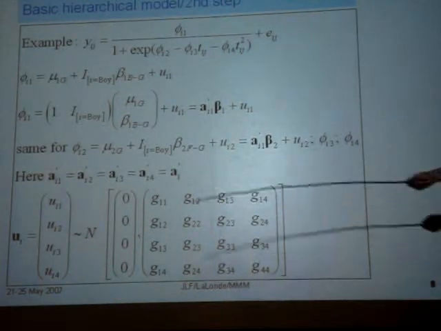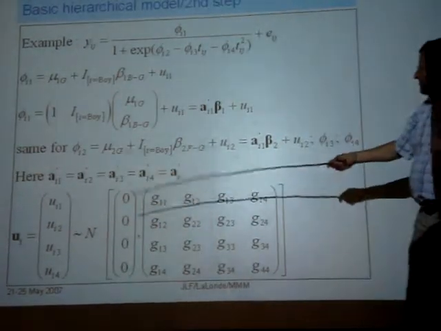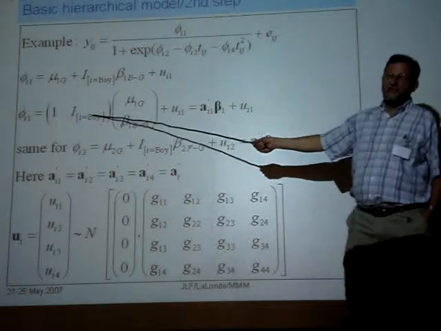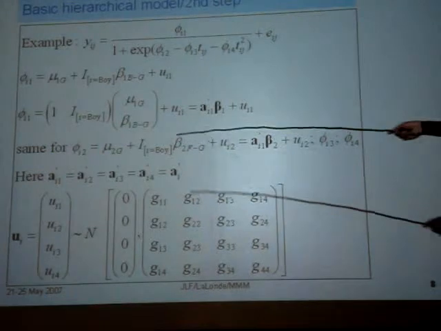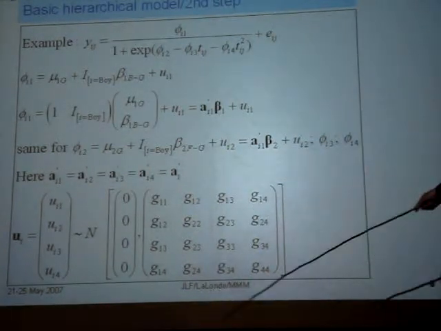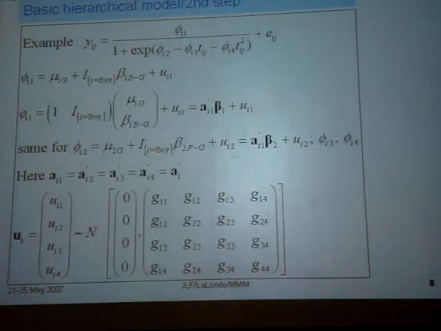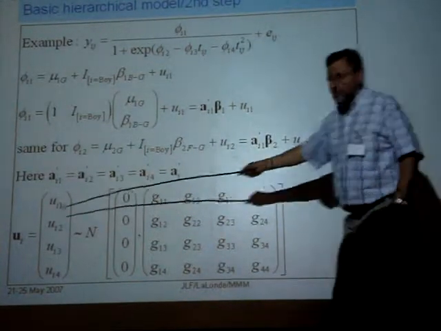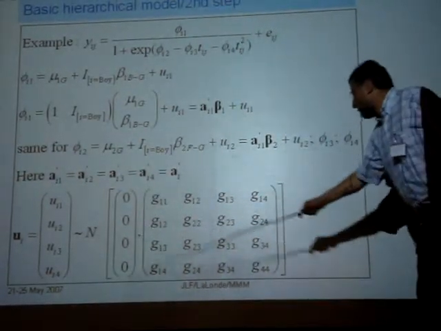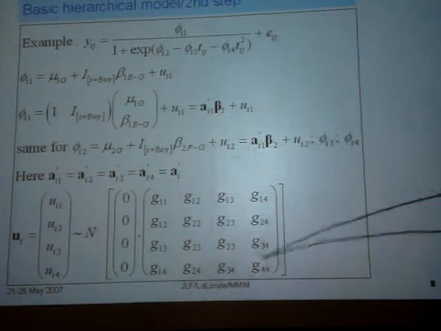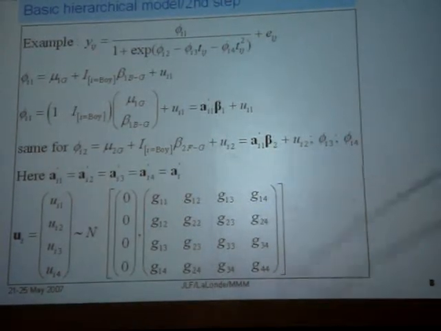Notice that in this case, all these incidence rows are the same. They are represented by 1 and the indicator being a boy. So we have A prime i1, A prime i2, A prime i3, A prime i4 equal A prime i. Now, regarding the structure of ui, four elements, mean 0 and a structure of variance covariance with different variances and different covariances.